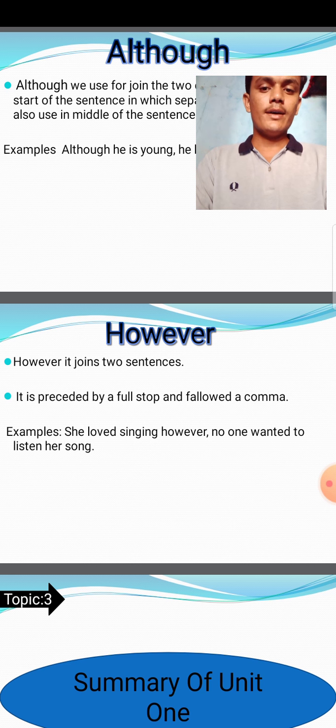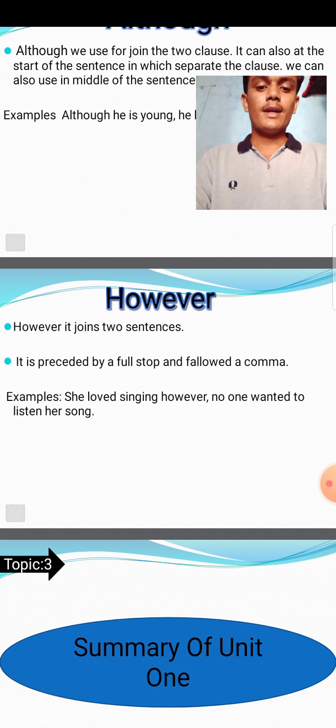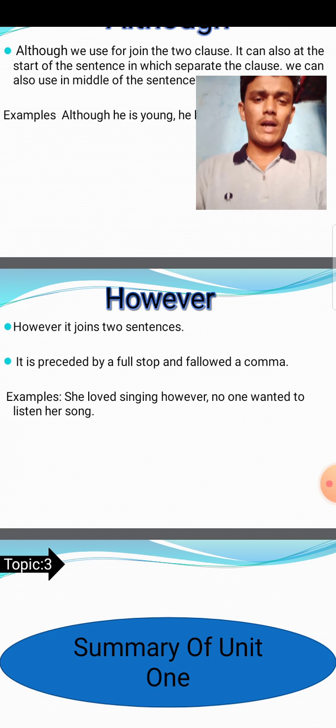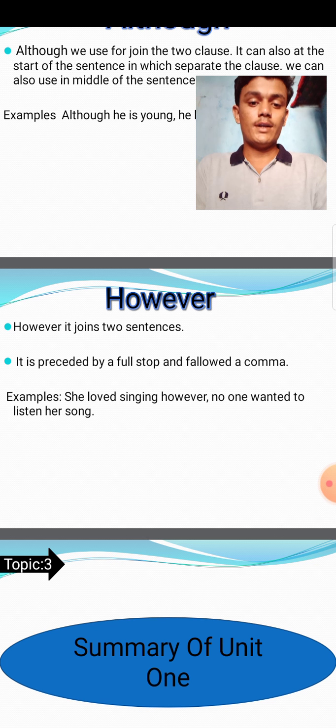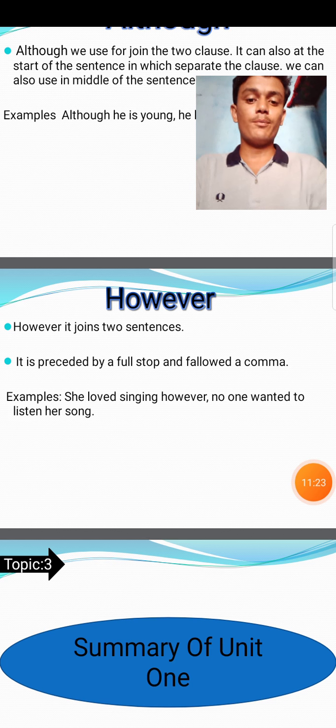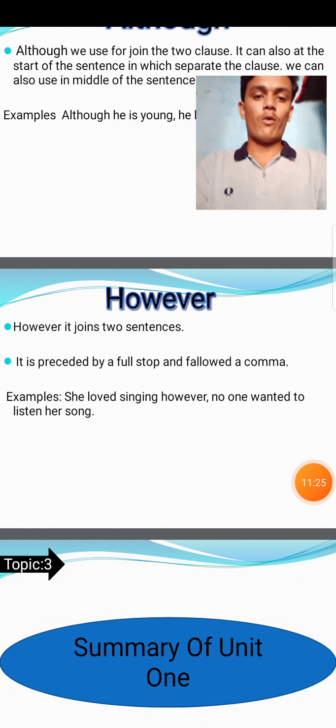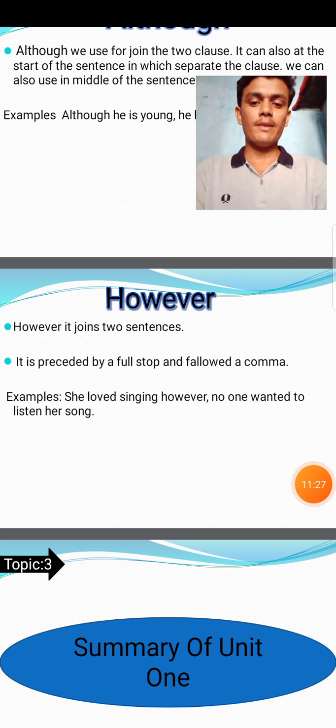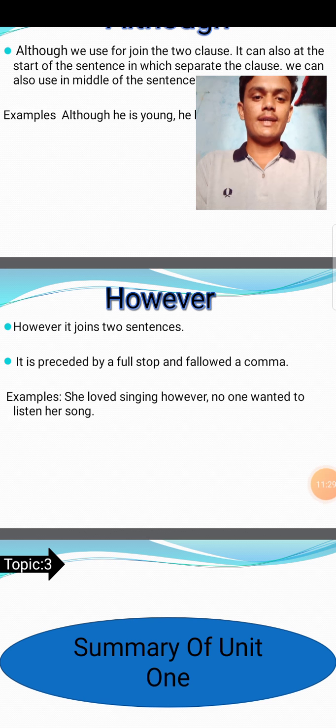Let's look at the slides. The example given is that she loved singing. As you know, she loved singing. However, no one wanted to listen to her songs. She loved singing, but no one wanted to listen to her songs. That shows however. This is the example of however.